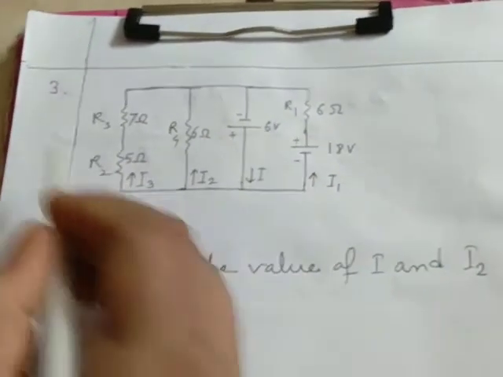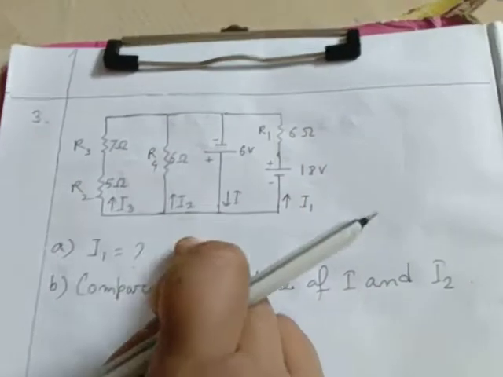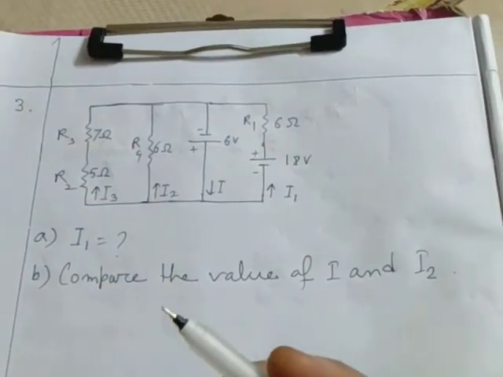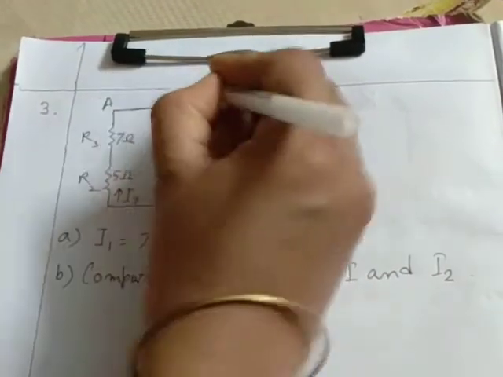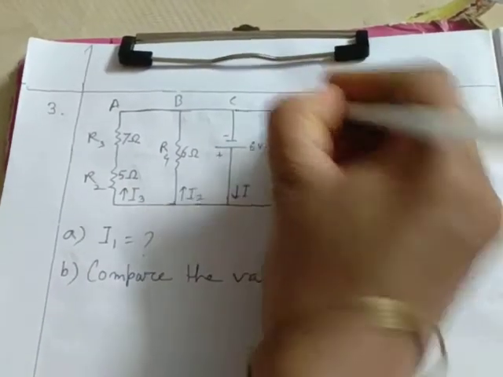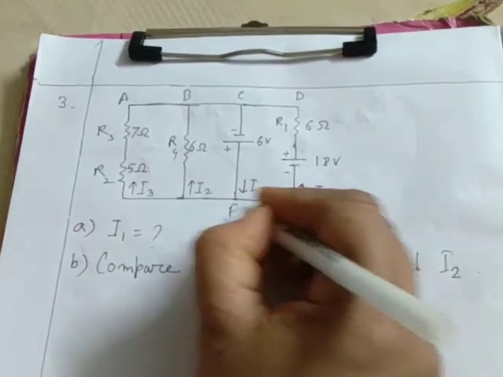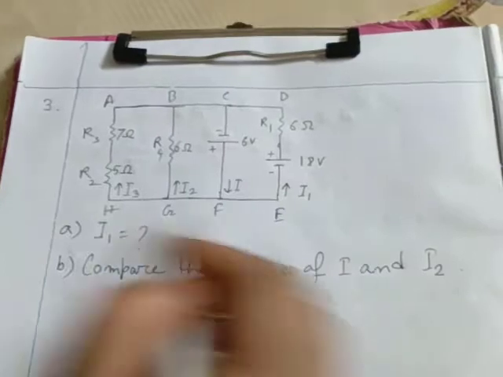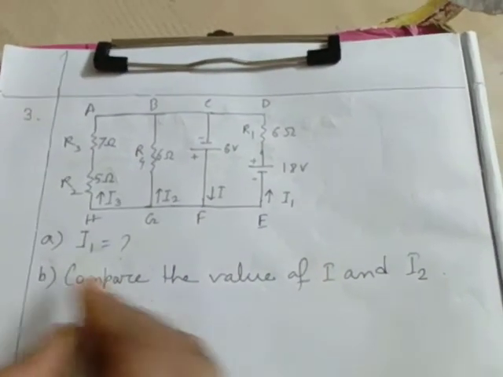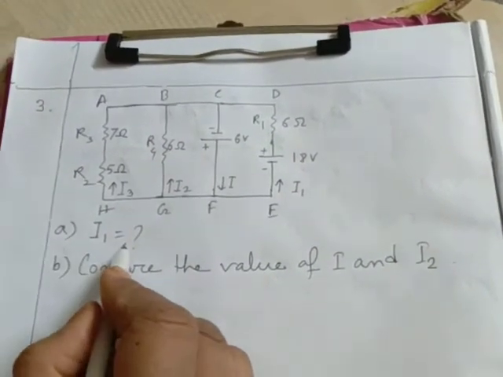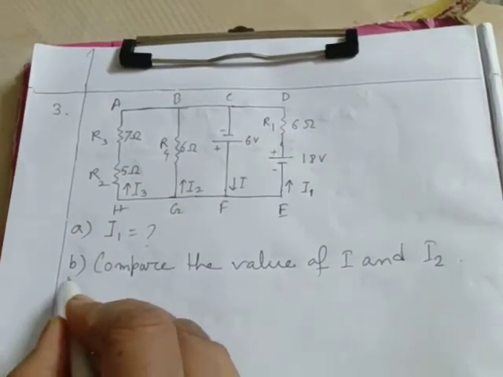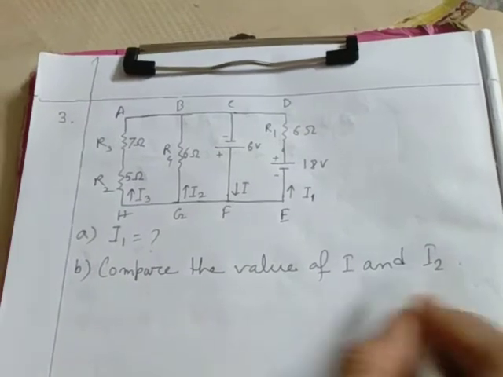Dear students, here is problem 3, and here I have drawn one circuit which has 3 loops, loop 1, loop 2, loop 3. So at first we will name the nodes A, B, C, D, E, F, G, H. Okay, so A, B, C, D, E, F, G, H. Now we have to find out I1 equal to what? The value of I1, and in part B, compare the value of I and I2.